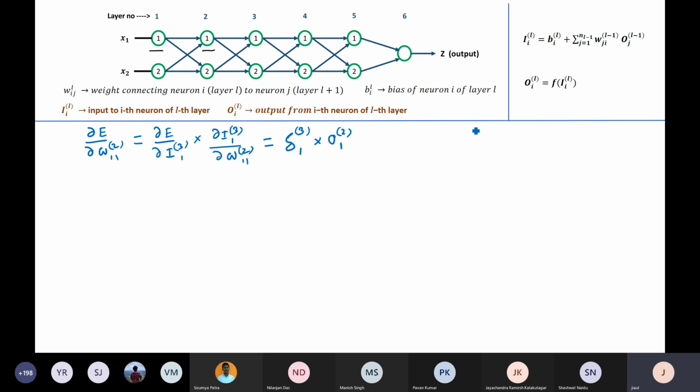In general, I'm just talking about this. In general, del E by del ILI, I am denoting this as delta LI. So how much change am I observing in the error function if I change a little bit of input to a particular neuron? That's basically the linguistic meaning of that. Now I have to compute this important guy here, and compute it in a convenient, efficient way.